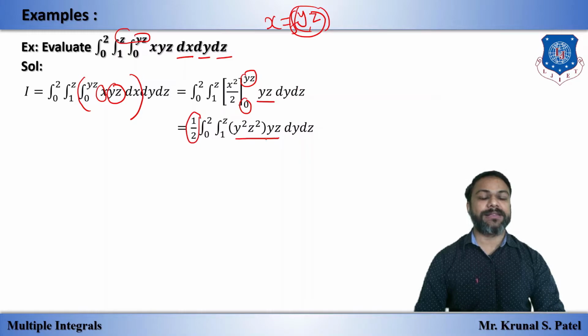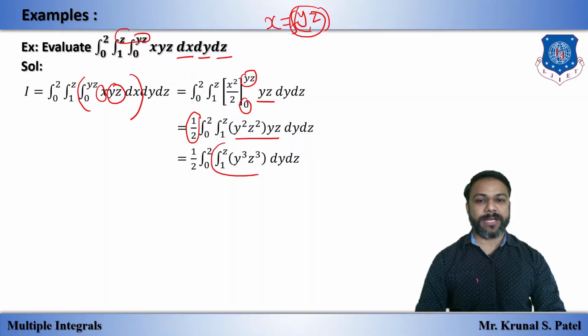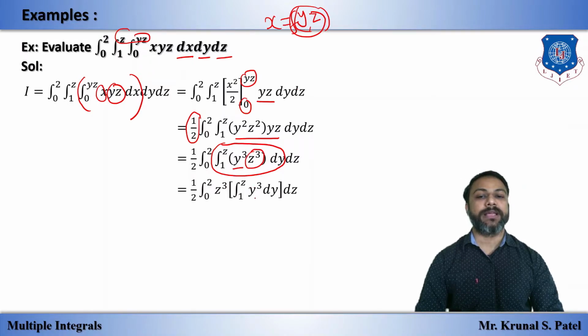So by multiplying this, we have y cube z cube. Okay, other limit and divide dz, everything as it is. Now we integrate with respect to y. At that time, z cube is constant. So z cube as it is, and the integration of y cube is y raised to 4 by 4.